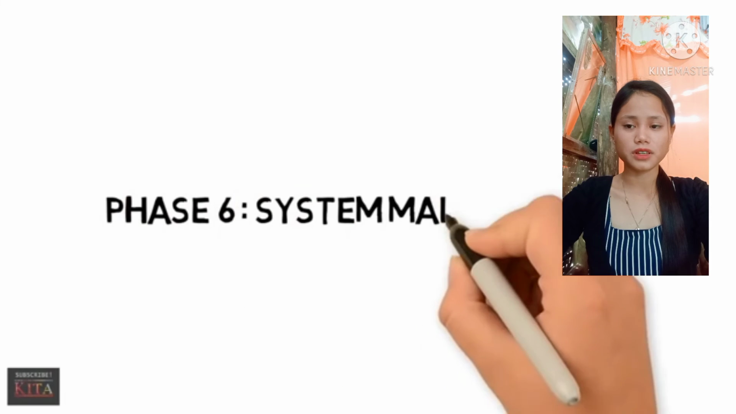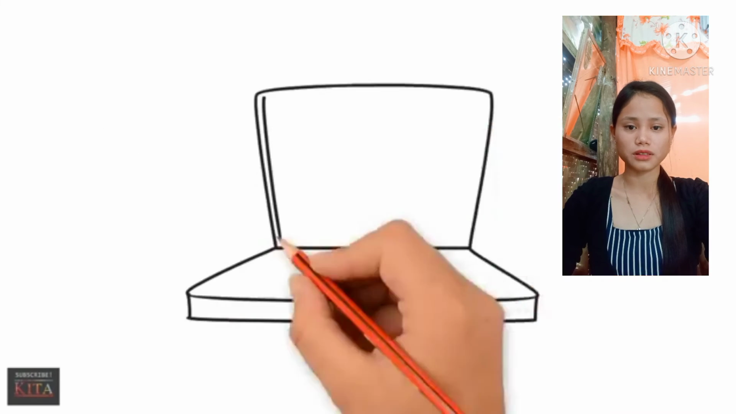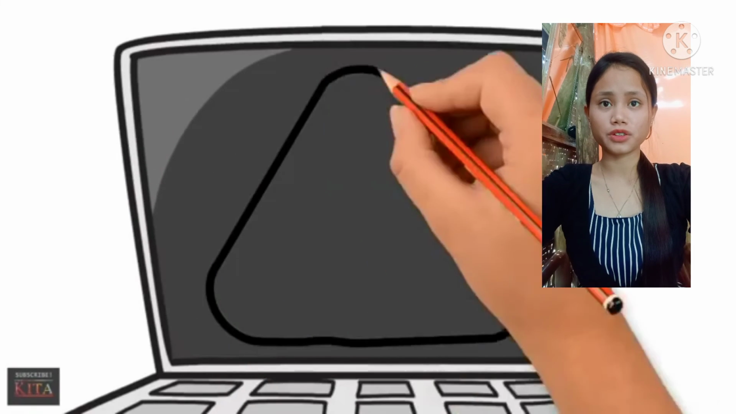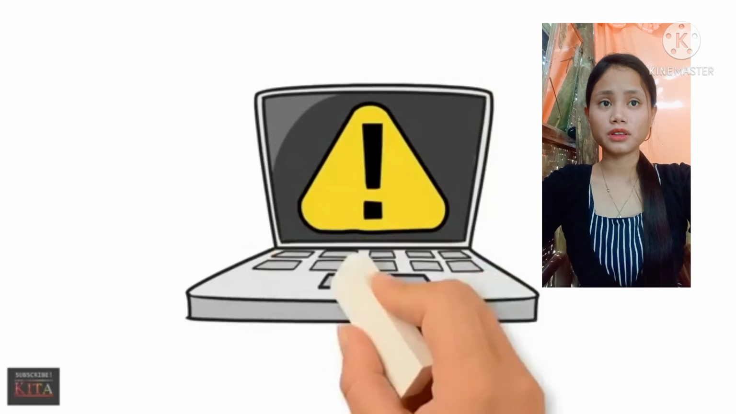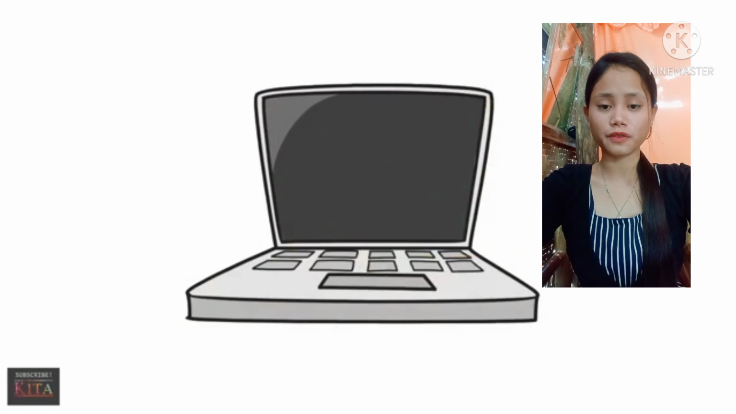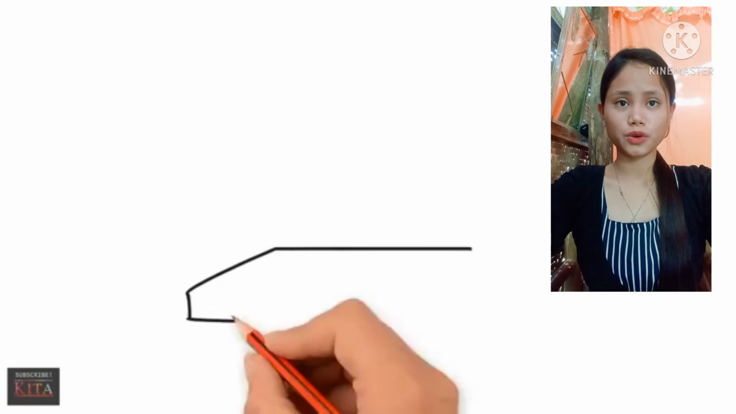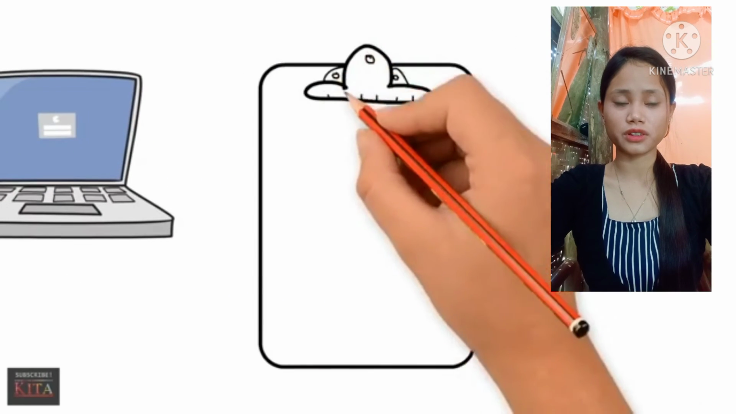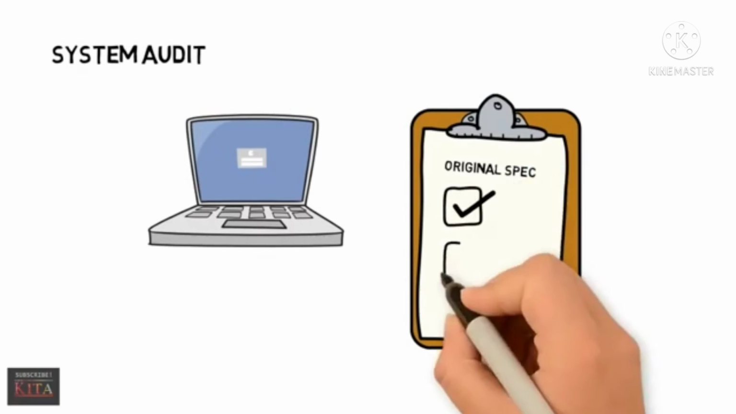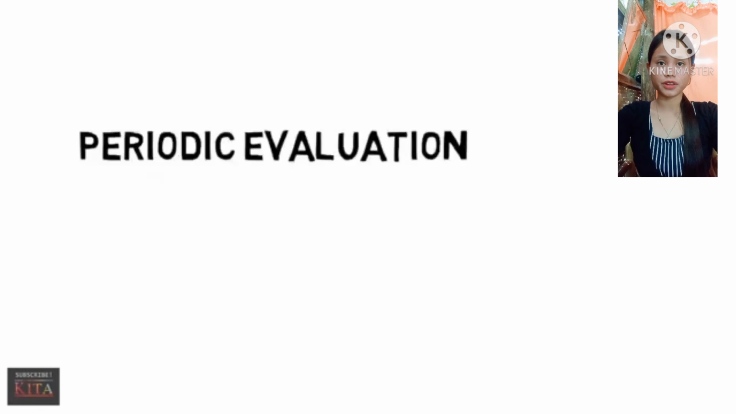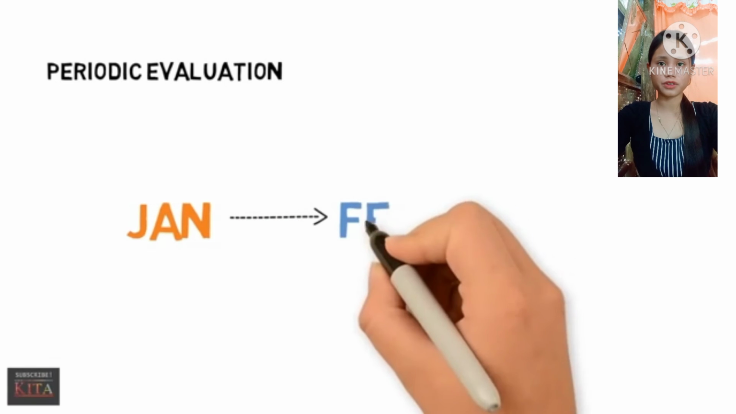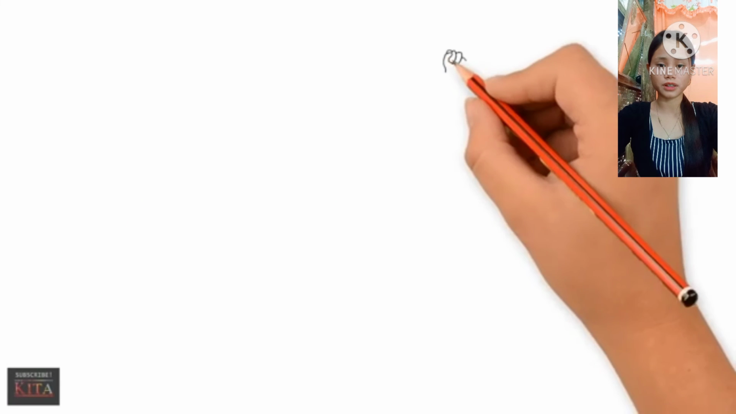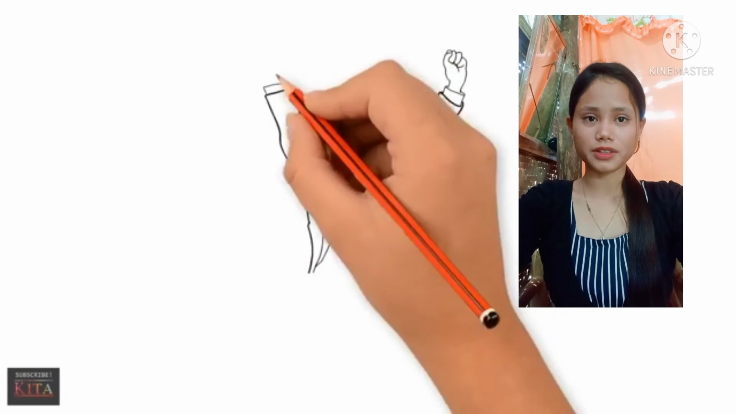The last phase of the system life cycle is called system maintenance. Maintenance is necessary to eliminate errors in the system during its working life and to tune the system to any variation in its working environment. This phase includes system audit, which is comparing the new system to its original design specification. Next is periodic evaluation, which refers to the periodic evaluation of the new system to ensure it is operating efficiently. And all the phases are now complete.